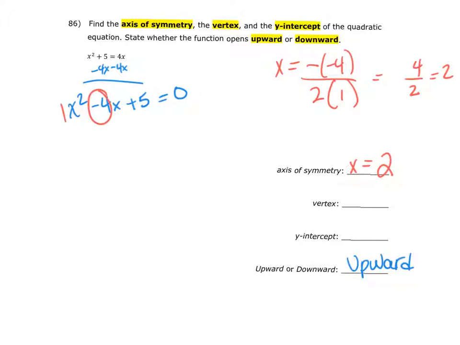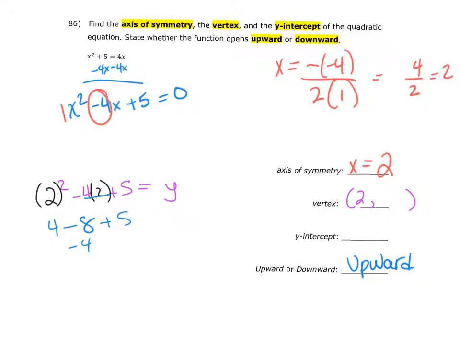The next thing, the vertex. The vertex is the xy where the x is 2, because I'm located on the axis of symmetry. So if I have x squared minus 4x plus 5, and I want to know what is y equal to, I literally plug in to this x. I am going to plug in my 2 from the axis of symmetry. 2 squared is 4. 4 times 2 is 8. 4 minus 8 is negative 4. Plus 5 is 1. So when x is 2, y is 1. That's my vertex.